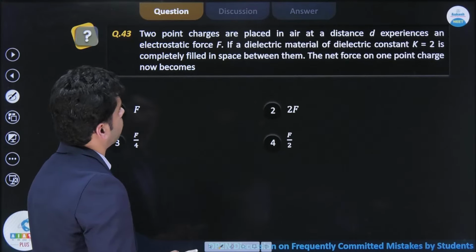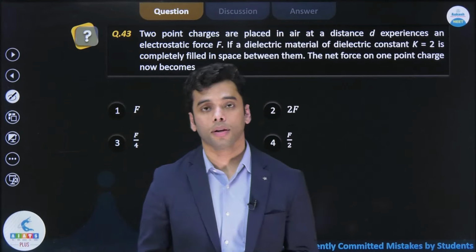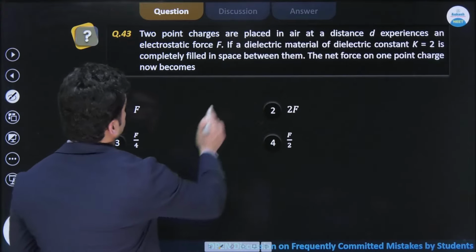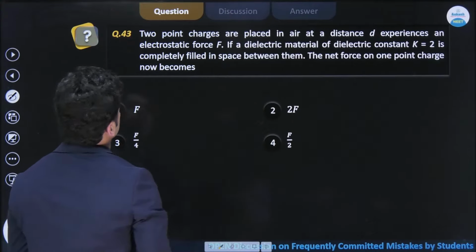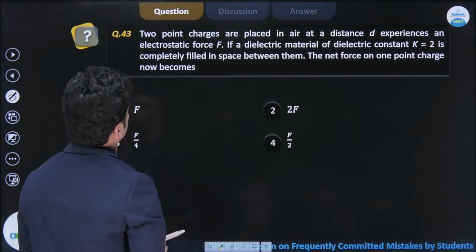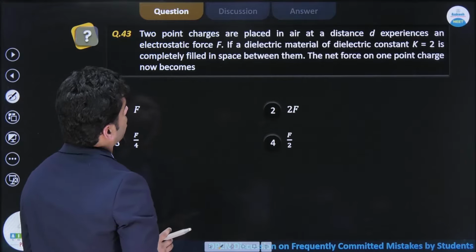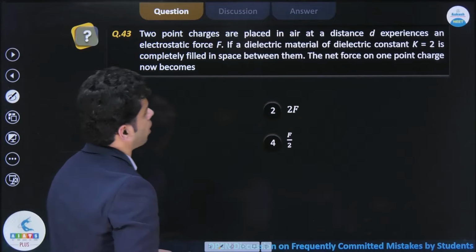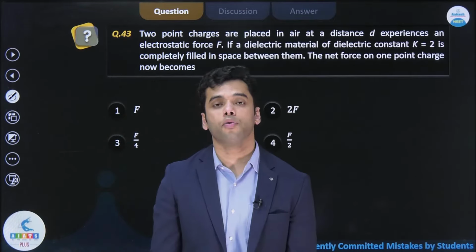Question 43. Two point charges are placed in air at a distance d and experience electrostatic force F. If a dielectric material of dielectric constant K equal to 2 is completely filled in the space between them, the net force on one point charge now becomes? So you need to calculate the net force on one point charge.